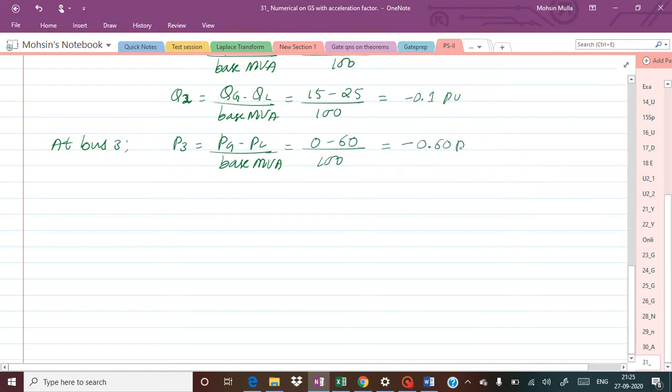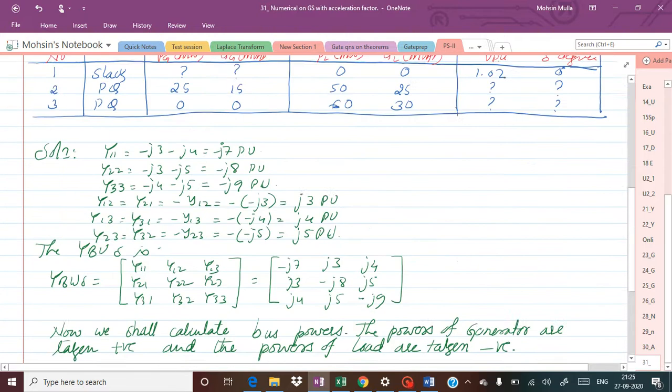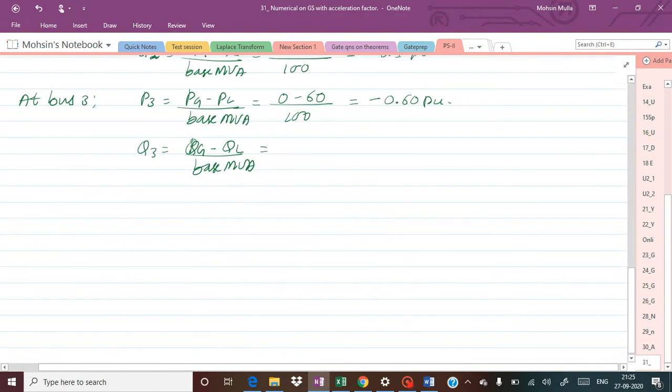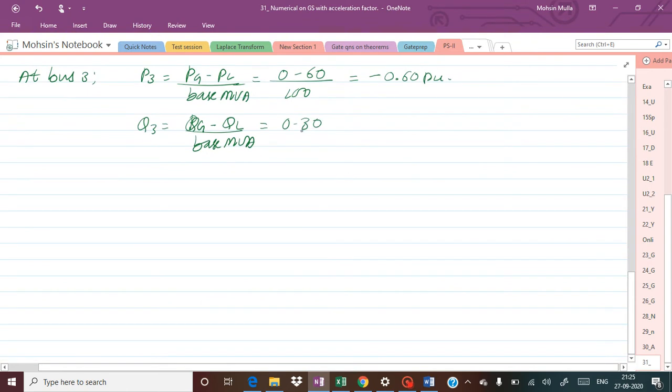Similarly Q3 will be equal to Qg minus QL at bus 3, divided by base MVA. For bus 3, they have given Qg as 0 and QL as 30. So 0 minus 30, divided by 100, becomes minus 0.30 per unit. Okay, so these are the base values of powers on bus number 2 and bus number 3.